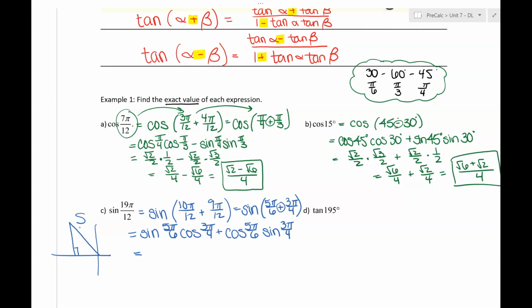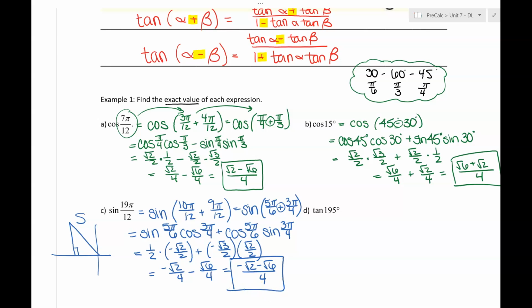Sine of 5 pi over 6 is going to be a positive 1/2. Cosine is negative, and that's going to be a negative rad 2 over 2. Plus cosine 5 pi over 6 is going to be a negative rad 3 over 2, because again, we're in that second quadrant, and sine of 3 pi over 4 is a positive rad 2 over 2. So when we multiply across, we get negative rad 2 over 4 minus square root of 6 over 4. So negative rad 2 minus rad 6 all over 4.